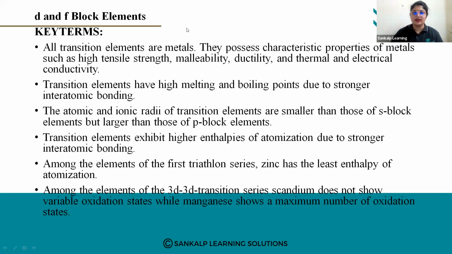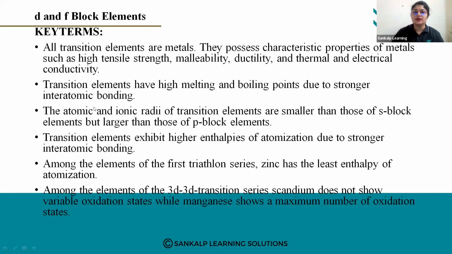They have high tensile strength, right? They have the property of malleability and ductility. Means what? They can be converted into thin sheets and thin wires. Then they are good conductors of heat and electricity. They have a shiny surface, right? So whatever good characteristics are possessed by a metal, all these characteristics are possessed by the transition metals also.